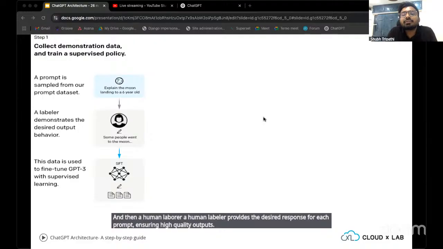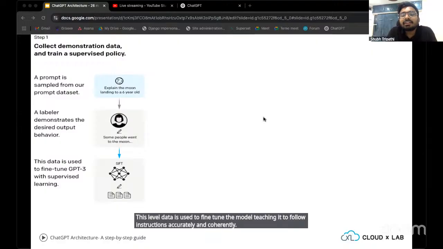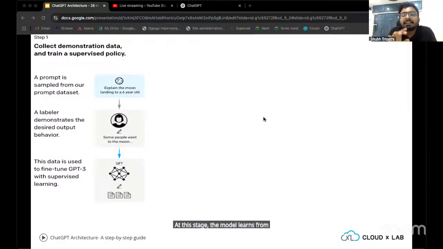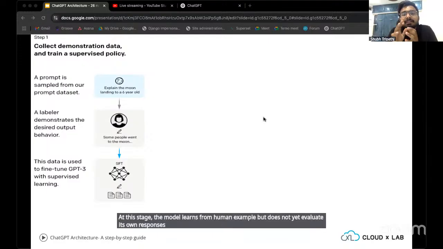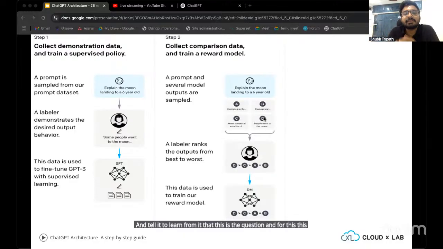This labeled data is used to fine tune the model, teaching it to follow instructions accurately and coherently. At this stage, the model learns from human examples, but does not yet evaluate its own responses. It's learning from human examples that yeah, I should answer in this way. So to sum up, we give it a question and answers, and tell it to learn from it. That this is the question, and this is the expected response and everything.